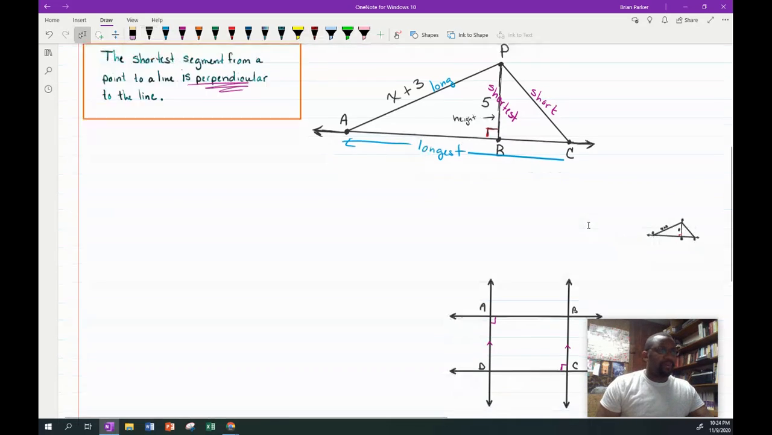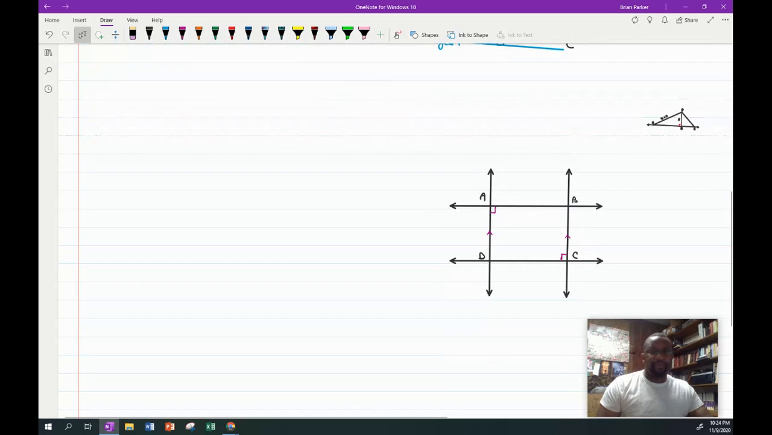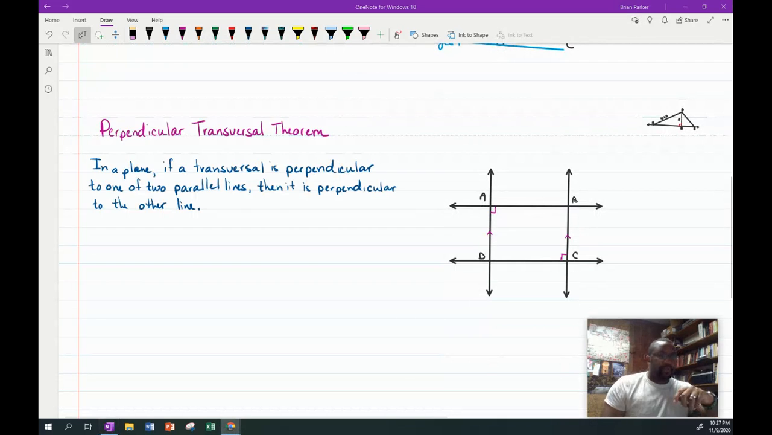so let's get to work on one more very special theorem, and I'm going to write it down real quick. And that theorem is this: perpendicular transversal theorem. In the plane, that's just your two-dimensional flat surface, if a transversal is perpendicular to one of two parallel lines, then it is perpendicular to the other line as well.